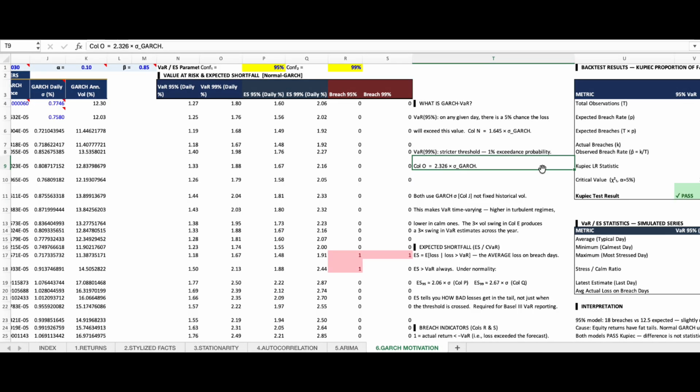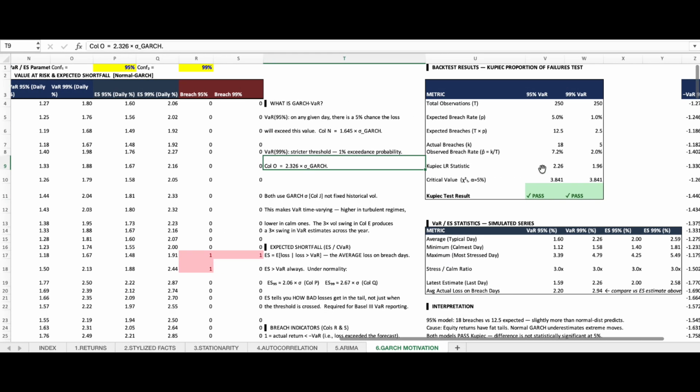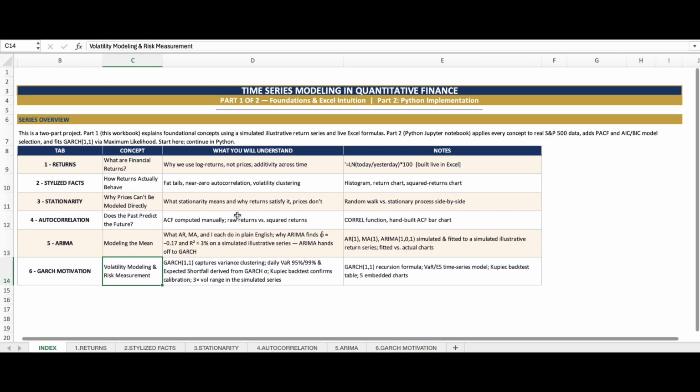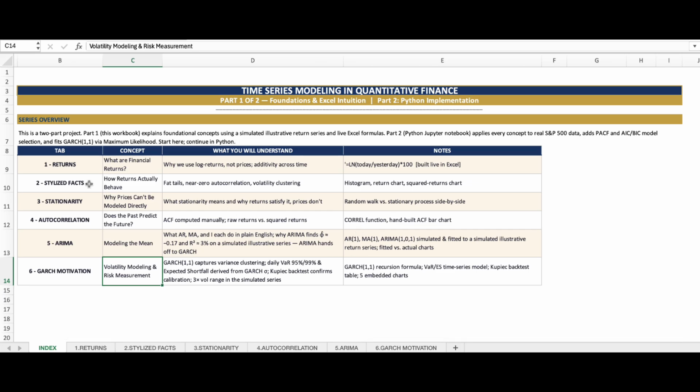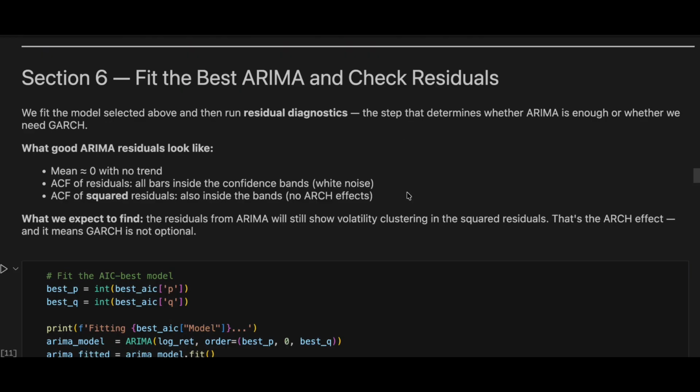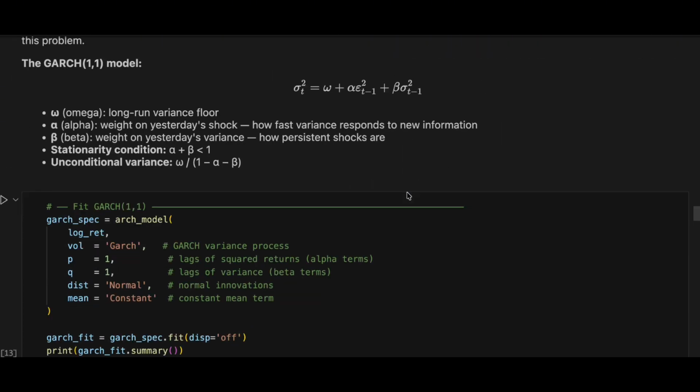So part 2 is going to be a Python Jupyter notebook. We work with a proper simulated data set and apply everything from today: log returns, ACF, PACF, model selection using AIC, BIC, ARIMA fitting, GARCH via maximum likelihood estimation, and Python handles the heavy lifting which Excel cannot. And then you will see exactly how it all works. We can do additional tests. So I will implement this in Python in the next part of the project.